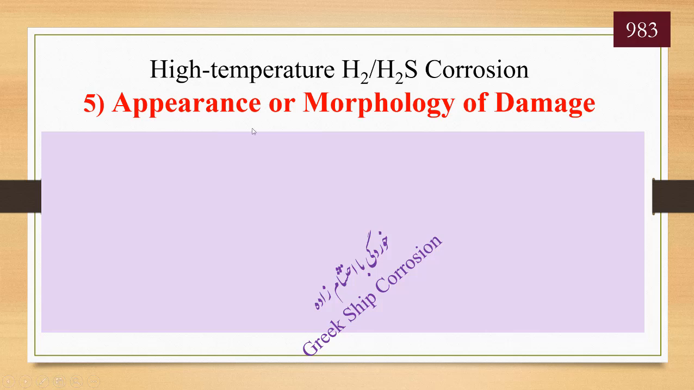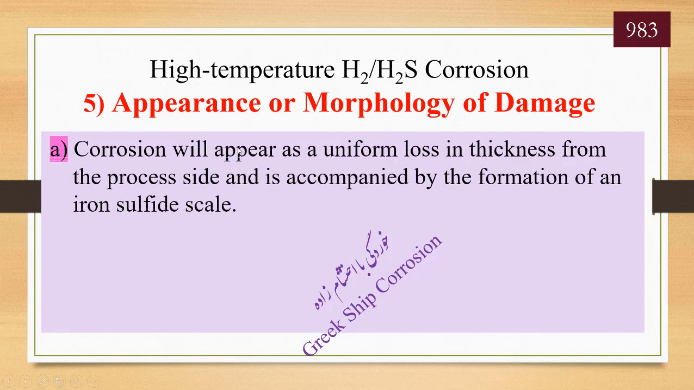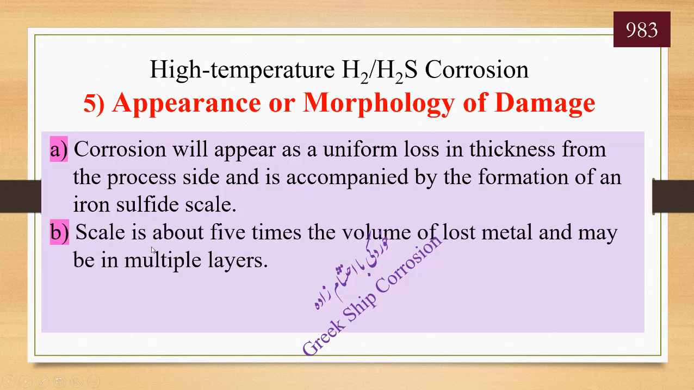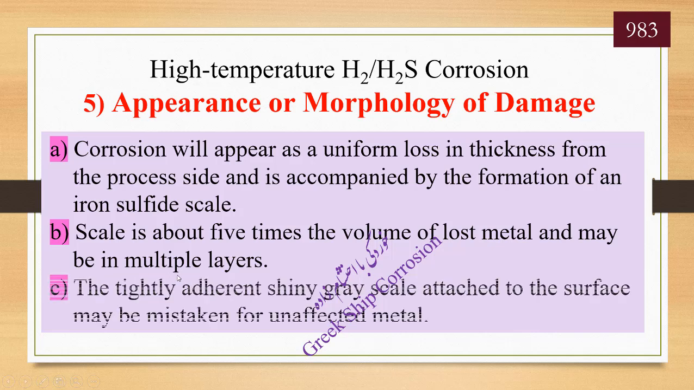5. Appearance or morphology of damage. A. Corrosion will appear as a uniform loss in thickness from the process side and is accompanied by the formation of an iron sulfide scale. B. Scale is about 5 times the volume of lost metal and may be in multiple layers. C. The tightly adherent shiny gray scale attached to the surface may be mistaken for unaffected metal.